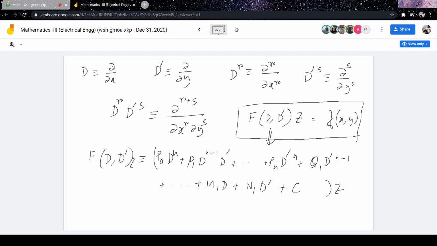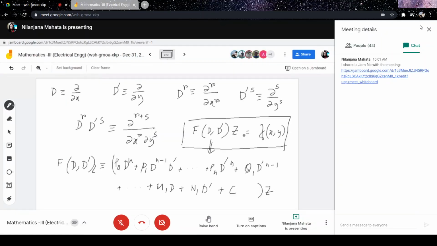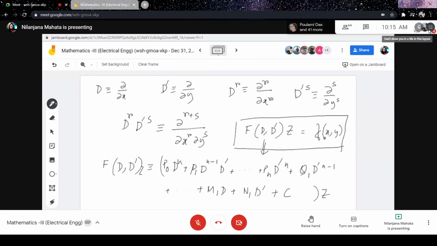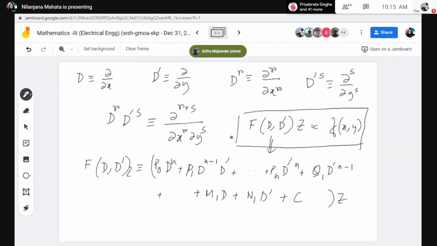So we will first find out the complementary function, that is, putting this equal to 0 and solving this we will get the complementary function. And for the PI we have to integrate this, and there will be a rule so that we will be able to find the particular integral, and the complete solution will be CF plus PI.